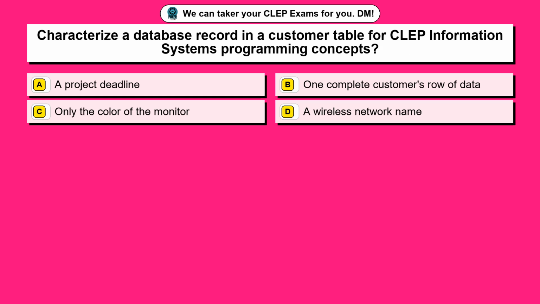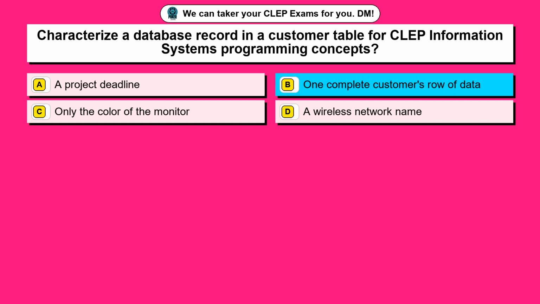Question 78. Characterize a database record in a customer table for CLEP Information Systems programming concepts. Option A. A project deadline. Option B. One complete customer's row of data. Option C. Only the color of the monitor. Option D. A wireless network name.